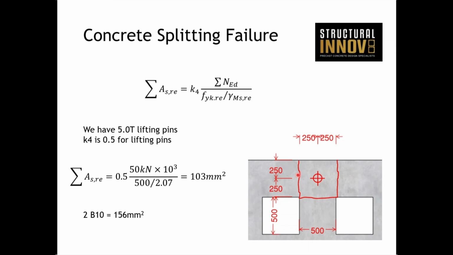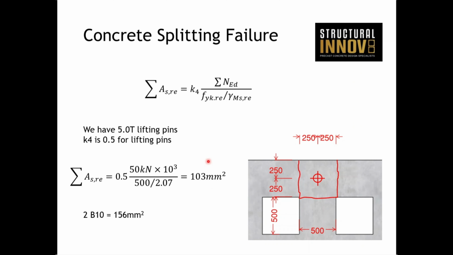We have quite a distance, but potential splitting locations are along these short paths along the 500 mils. We can calculate what we need to completely resist a 5-ton lifter, so 50 kilonewtons, and you only need 103 millimeters squared. So it's a quick check just to make sure that across each interface you have that steel, and generally you're going to have more than 2 B10s across those locations anyway.